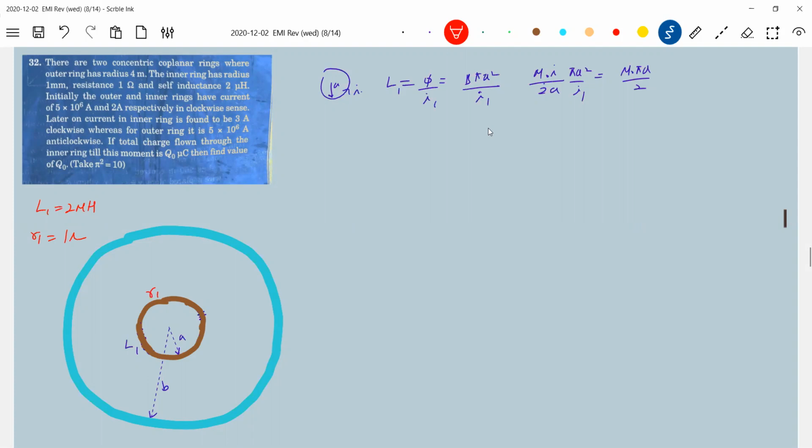Okay, fine. Initially the inner and outer rings have currents 2 ampere and 5 microampere respectively, in clockwise sense. Both are having a current. This is carrying a current I1. This is carrying a current I2, in small letters, in clockwise sense.